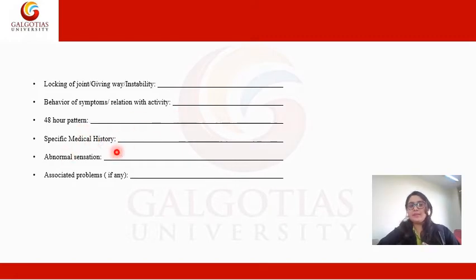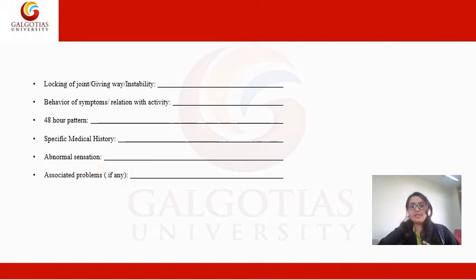Then we have specific medical history. If the patient has any kind of medical history which you think could be relevant to the kind of assessment you are doing, kindly write it down and document it. Then abnormal sensations are generally those kinds of sensations such as tingling, numbing, or any kind of abnormal sensation. If you have, just write it down.